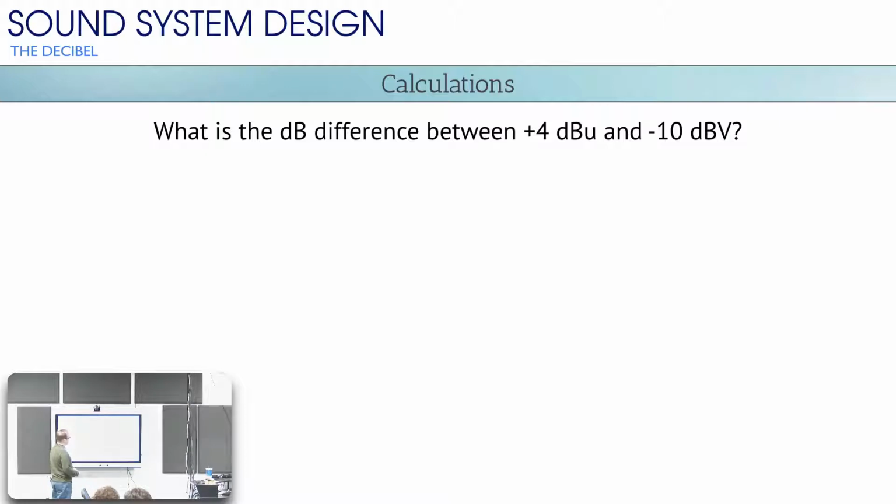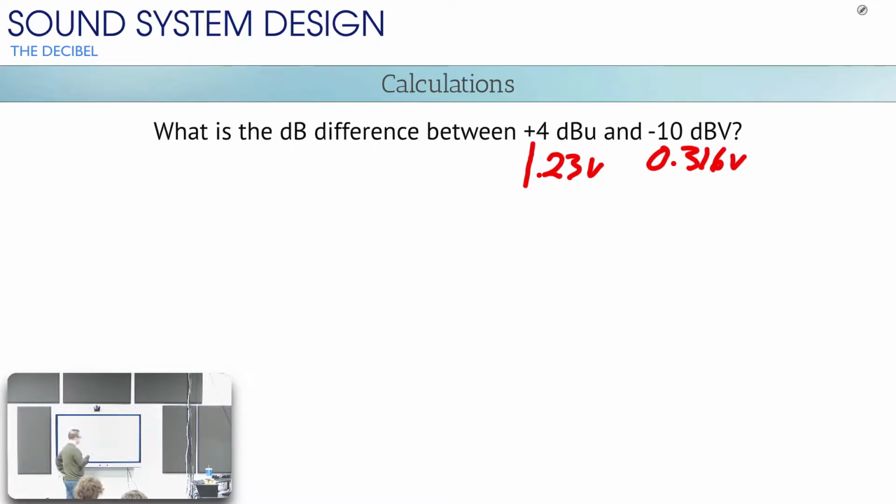Well, all we got to do is convert these things down to their actual voltage levels, which we've already done. So what is the voltage value of plus 4 dBu? 1.23 volts. Okay, and what is the voltage level for minus 10 dBV? Yeah, 0.316 volts. Okay, that's two voltages. How would I figure out the dB difference between those two voltages? How do I find the dB difference between two voltages?